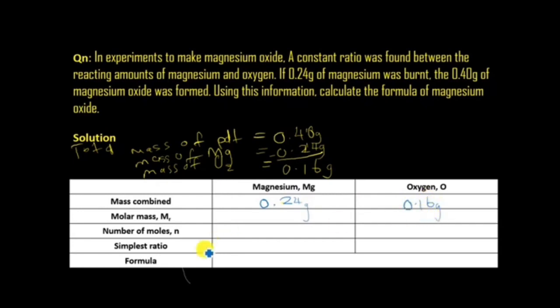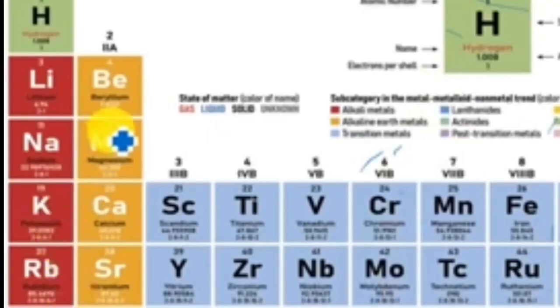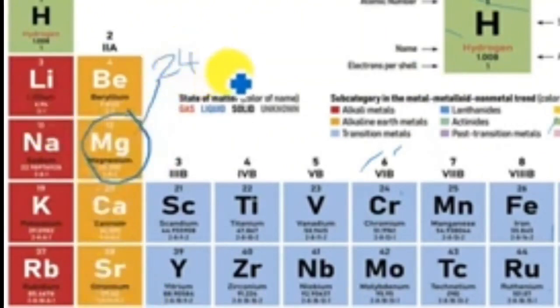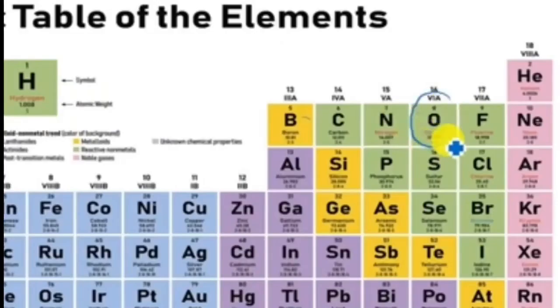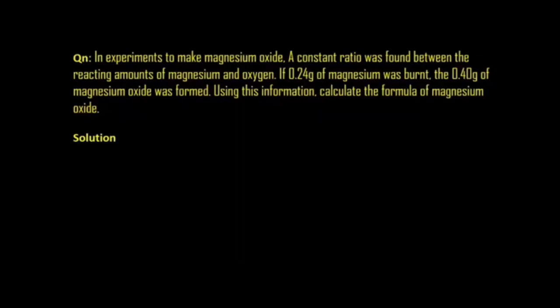So now we need to find the molar mass, and this can only be done using the periodic table. On the periodic table, the mass of magnesium can be found this side, and it is 24, and the mass of oxygen is found this side, it is 16 grams per mole. All right, now let's use the information which we have so far. We've deduced that since 0.24 grams of magnesium was combined to form the product, then 0.16 grams of oxygen was used. And we've also used the molar mass from the periodic table.